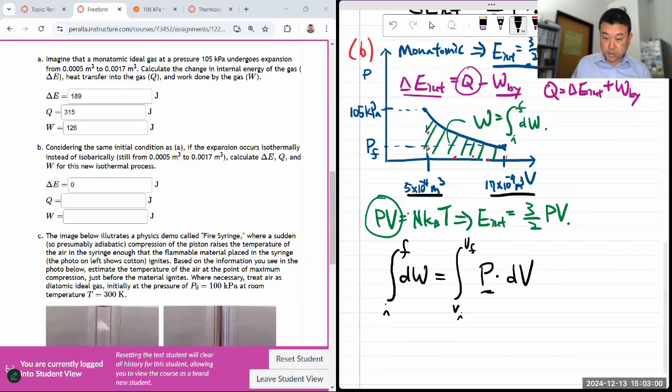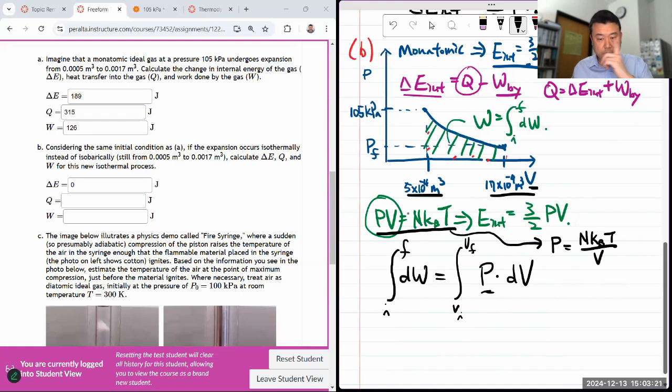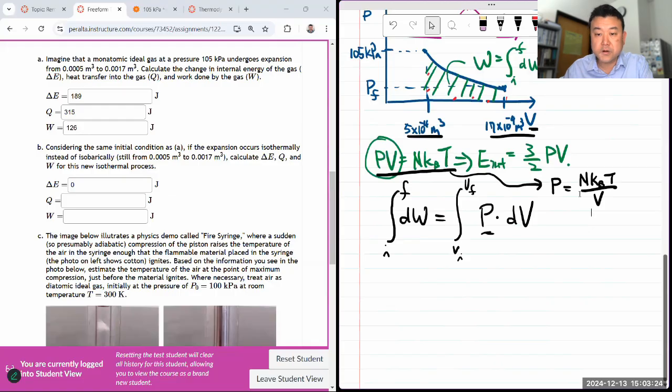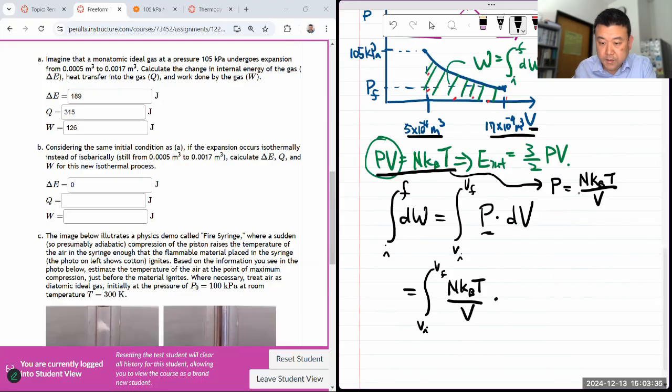Now, I do need the pressure as a function of volume so that I can actually do the integral. For that, I'm going to use the ideal gas law. I can solve this for pressure. Pressure is equal to N k_B T divided by volume. And I think I'm going to use one more simplification after doing the substitution. So I have pressure is N k_B T over volume times dV for the integral.